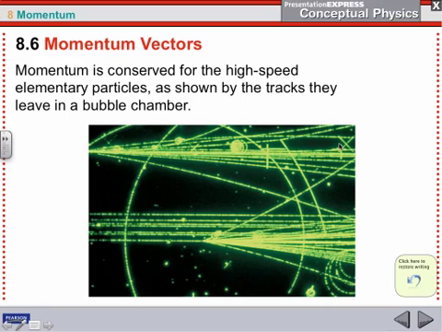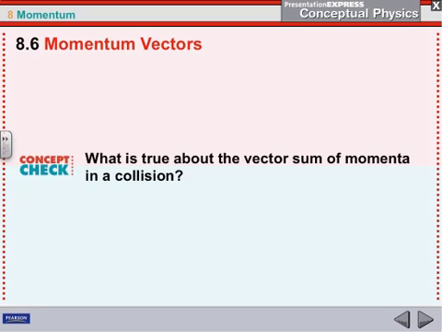All right. Now, momentum's even conserved for elementary particles like protons, neutrons, electrons, and so on. And this shows things in the bubble chamber, and I really have no idea how this is supposed to show me momentum is conserved. But it looks cool.